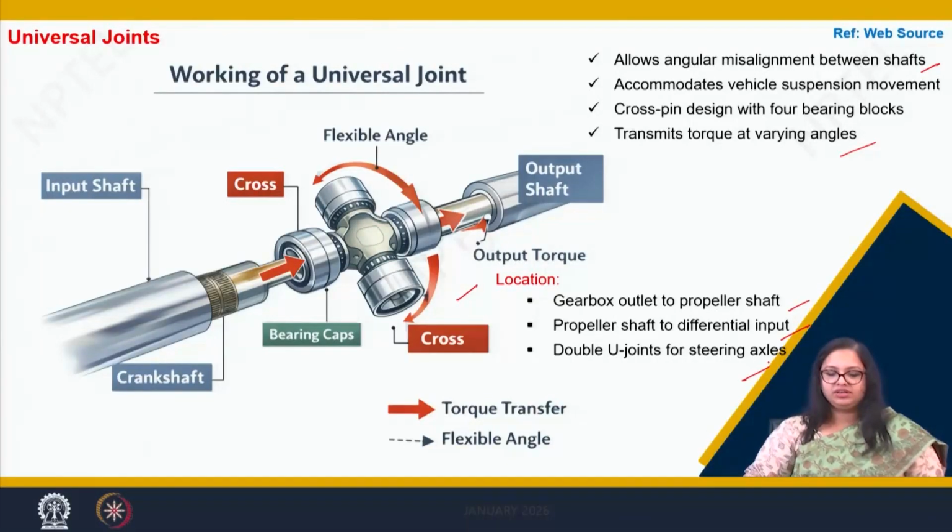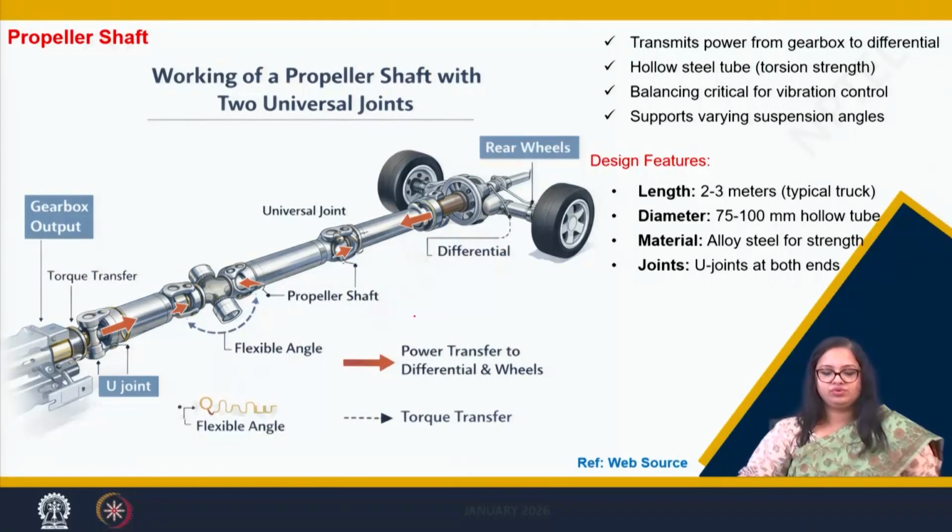So, here the angles that you are seeing are the flexible angles, and they actually help when there is a circular or rotational movement of the propeller shaft, maintaining the angle and the torque that is transmitted from the input shaft to the output shaft. So, now let us see how it helps in maintaining the angle.